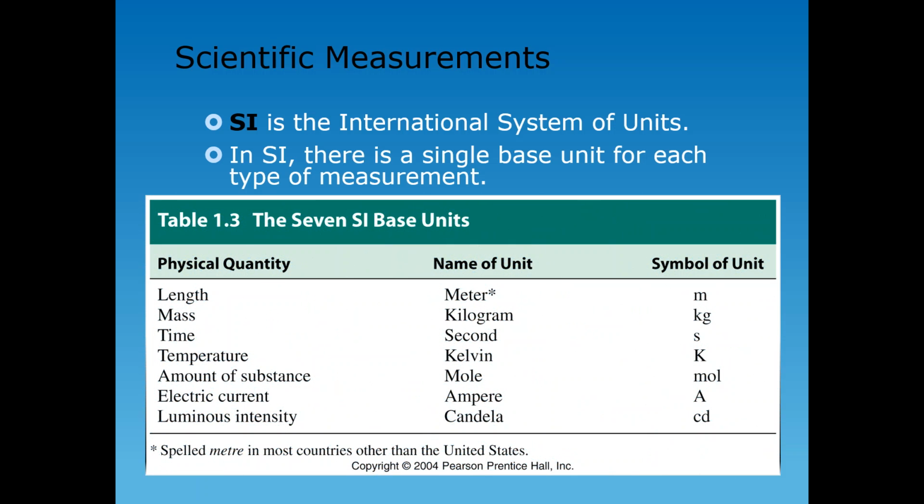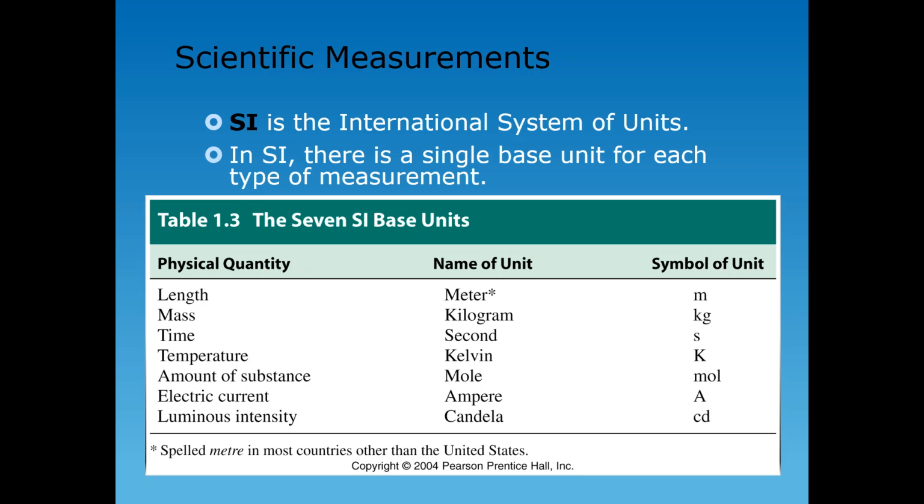Okay, so now we're going to talk about scientific measurements. In this section, we'll be discussing basically the different types of measurements and their associated units. Okay, so first thing we're going to talk about are the different types of units. The SI units. SI is basically, I think, a French abbreviation for the term International System of Units.